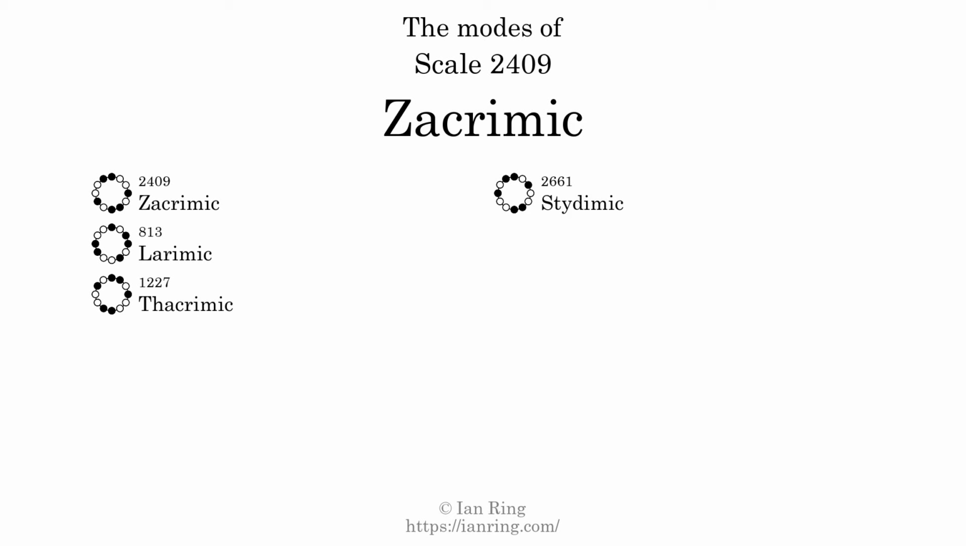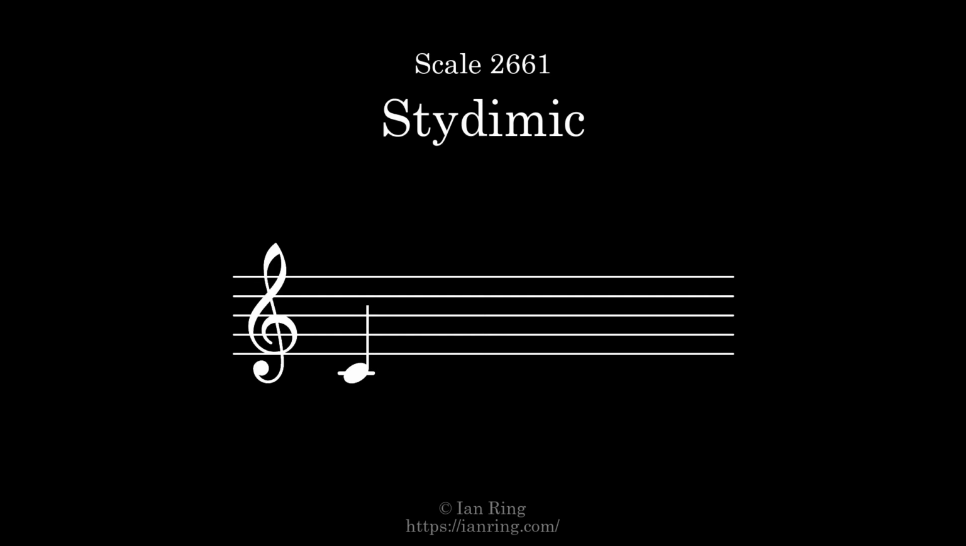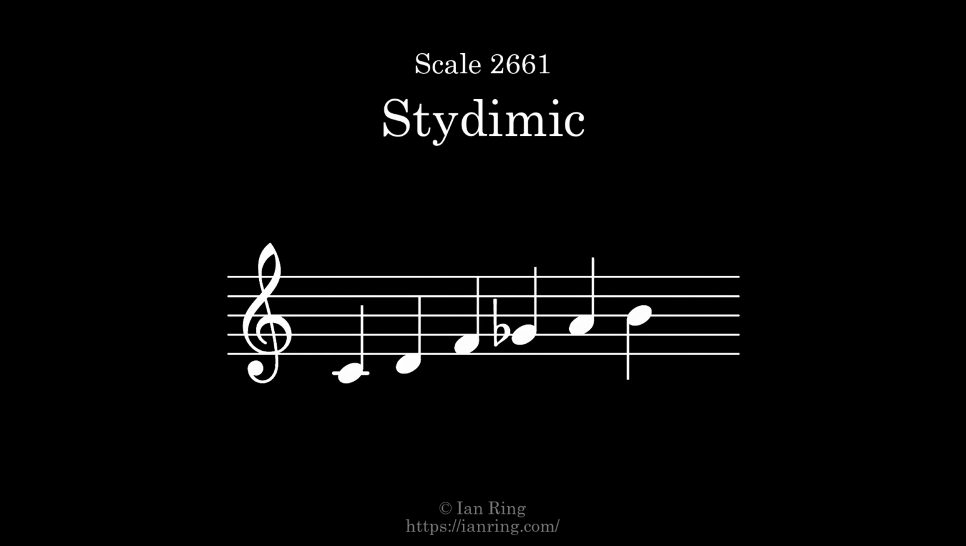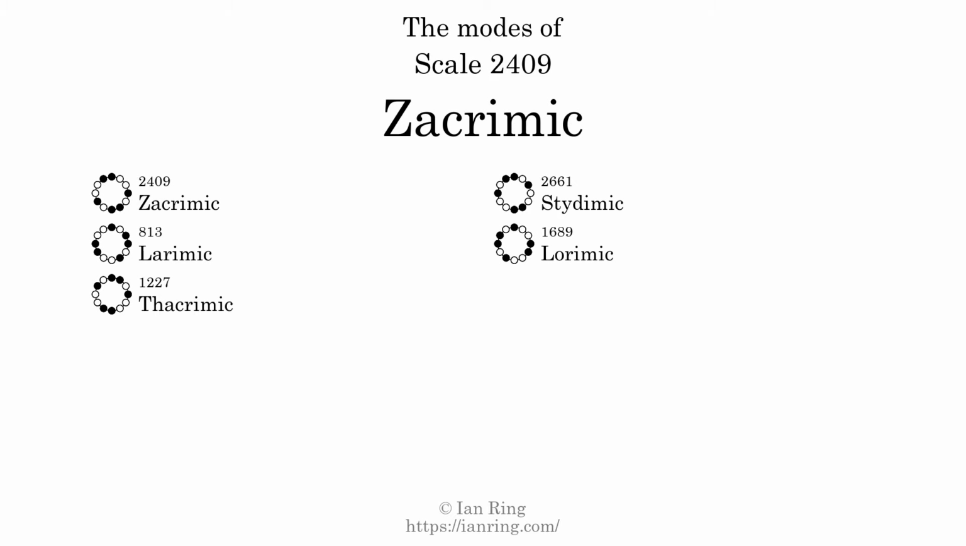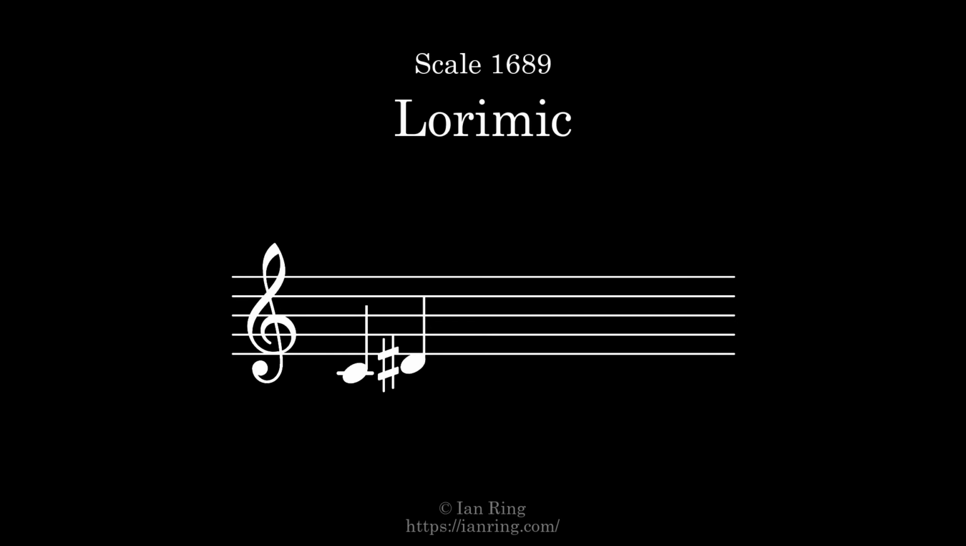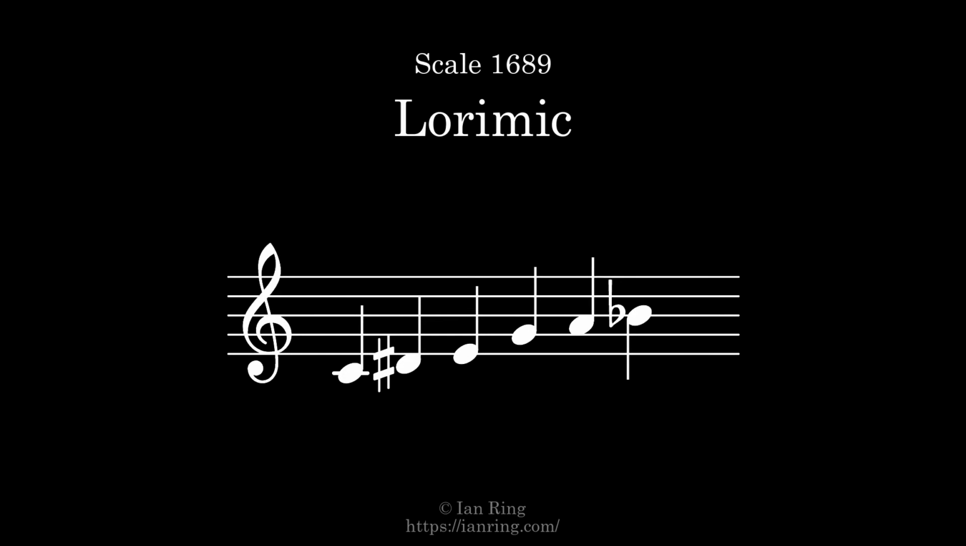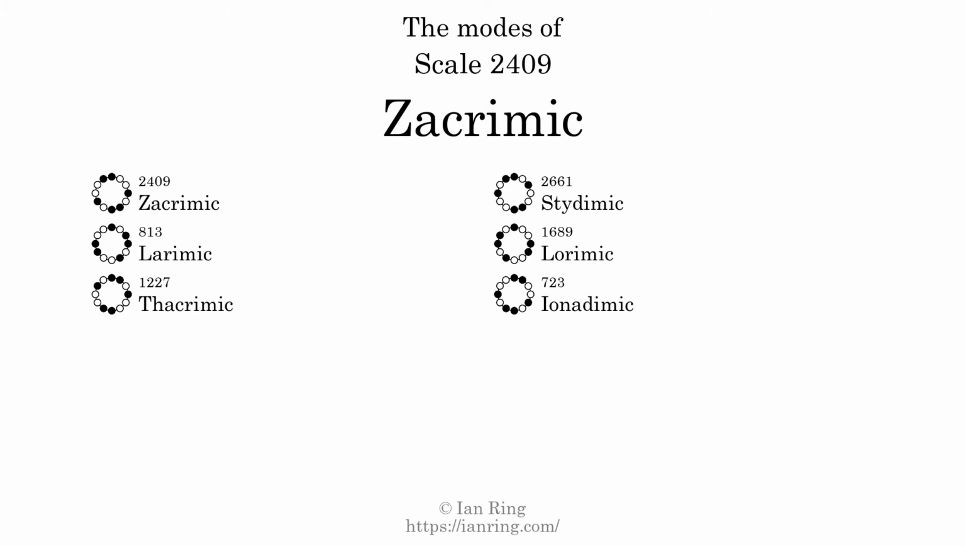The fourth mode is scale 2661, also known as Zacrimic. It sounds like this. The fifth mode is scale 1689, also known as Zacrimic. It sounds like this. The sixth and last mode is scale 723, also known as Heteromorphism. It sounds like this.